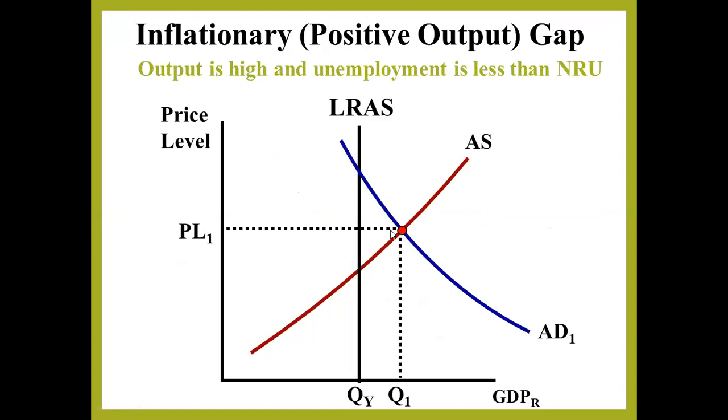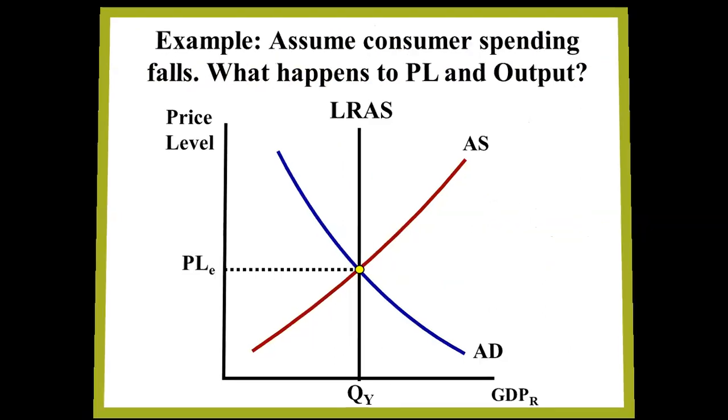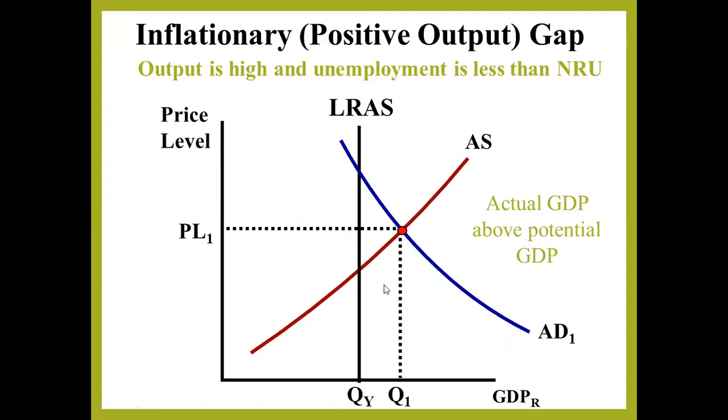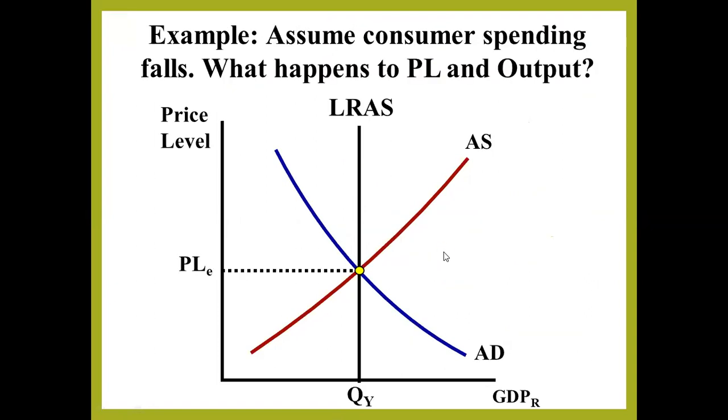So if we're here at a positive output gap, we're probably at 3% or 3.5% unemployment. Our economy is doing really well. Our actual GDP is above our potential GDP, but you look at it, our prices went up, so we're experiencing a little bit of inflation.